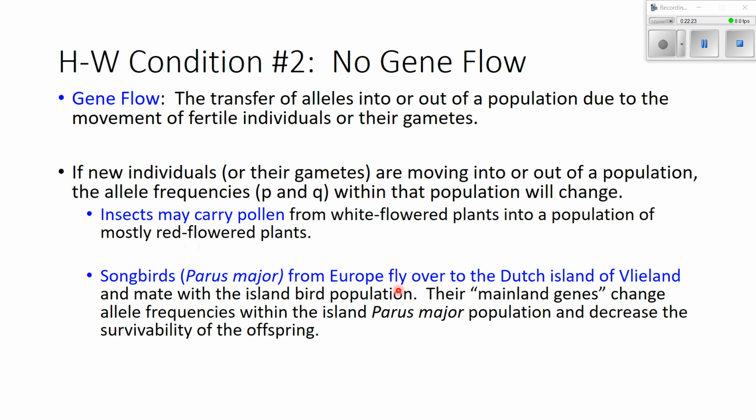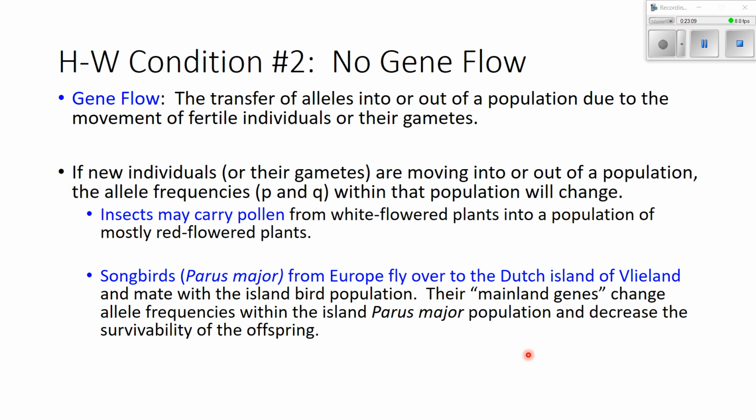Songbirds from Europe are known to occasionally fly over to the Dutch island of, I'm not sure how to say that, Vlieland, and they mate with the local bird populations on the island. Well, the genes that the mainland birds are bringing in are genes that are not well suited for survival on the island. And so what's happening is this is reducing the survivability. It's changing the allele frequencies in the island bird population in ways that are not good. It's making the birds less well adapted for survival on that island. It's sort of putting that island population at risk.